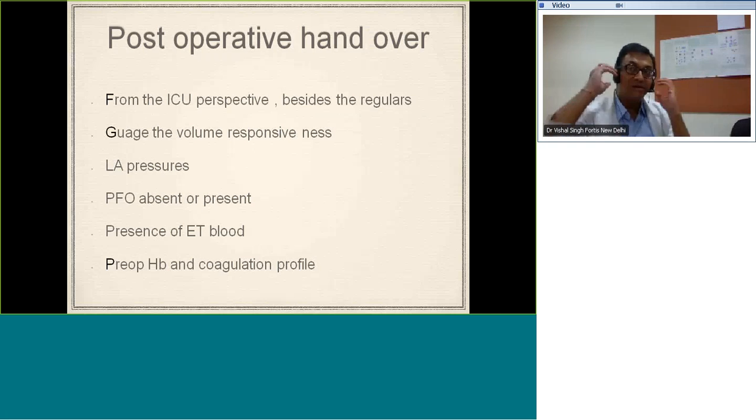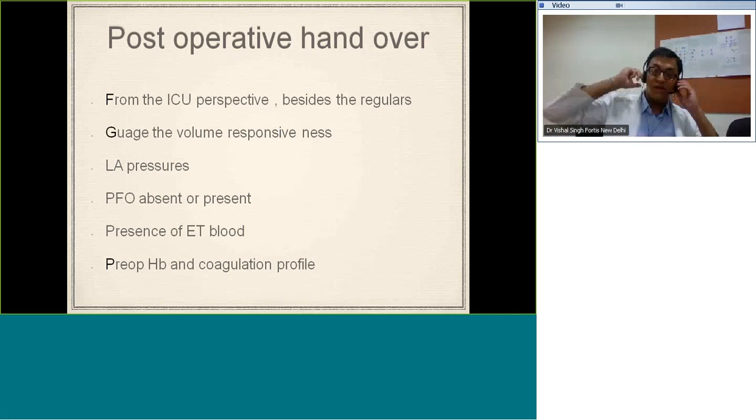There are segments in tetralogy with a small LV where you cannot give volume that freely, and if you end up doing that, you will actually end up creating a pulmonary edema immediately. So hence it's very important to reassess, in consultation with the anesthesiologist who's handing over, that if we gave volume, what was the response of the LA and CVP.